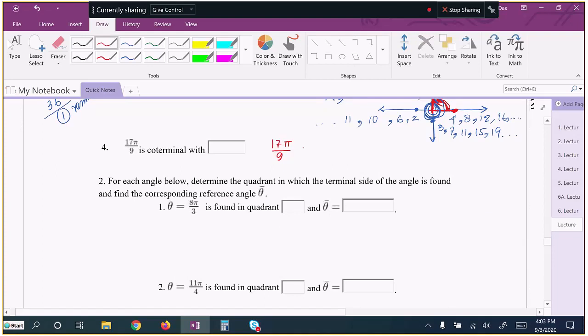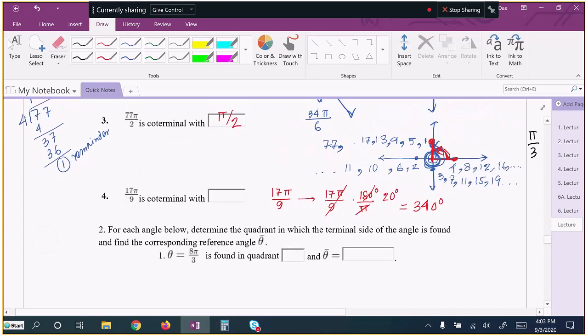So 17 pi over 9, in order to change it to the degree measure, I'm going to multiply it by 180 degrees over pi. Clearly, pi and pi will cancel each other. 9 cancels 180, gives you 20 degrees. So multiply 17 with 20, it is 340 degrees. So 17 pi over 9 is 340 degrees.